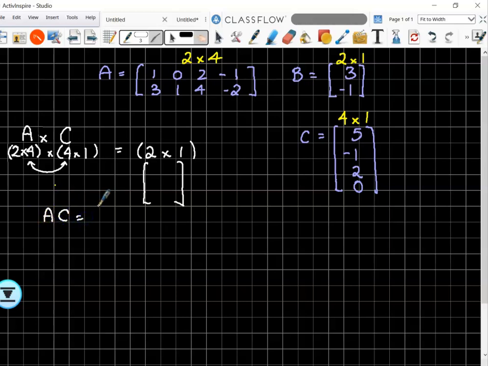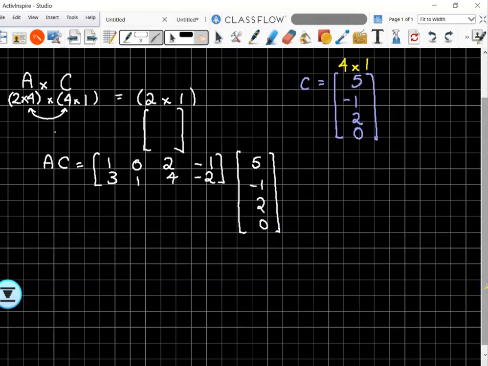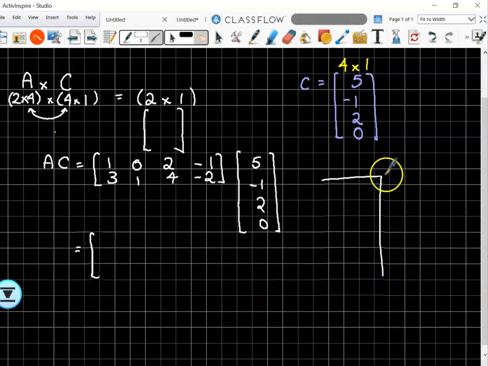AC, we rewrite 1, 0, 2, minus 1. And we know that we can do this on our calculator, but we're just going to make sure that we can practice doing it by hand. Who can remember how we do it? This is how we do it. Anybody? I like to go, I always remember 7, row by column.